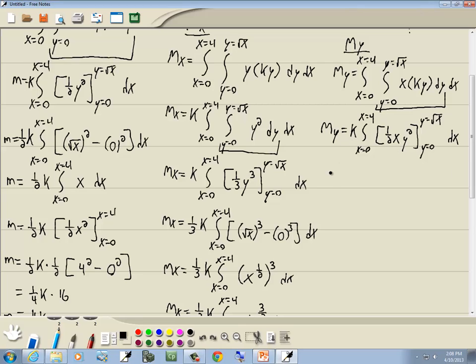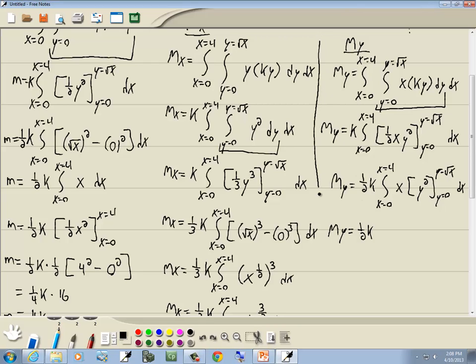Now the 1/2 I can put clear out in front. So we've got 1/2 k, and then x equals 0 to x equals 4. And the x I can put out in front of the bracket, because it's a constant when we're integrating with respect to y. And now we're ready to plug in our items here. So I've got 1/2 k, and then from x equals 0 to x equals 4.